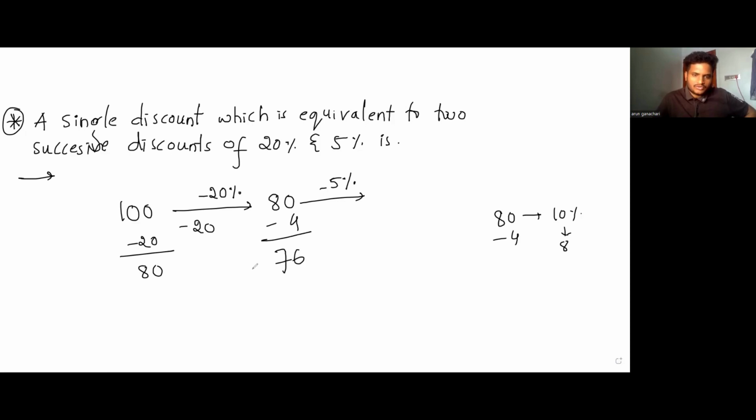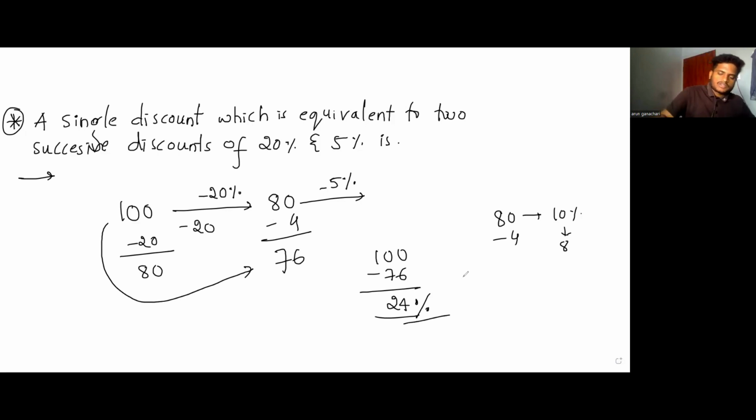So from 100 to 76, what is the discount? Calculate it like this: 100 minus 76. What is 100 minus 76? 24. So they are supposed to give you a discount of 24%. But from the outset, it looks as if they are giving you a discount of 25%. Getting this?